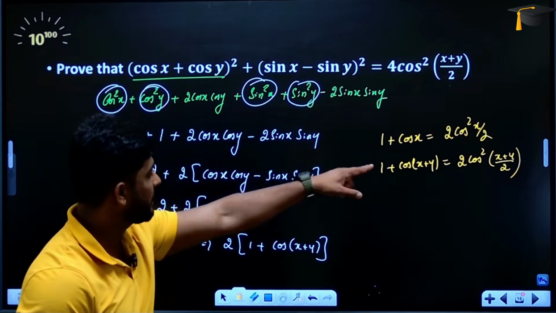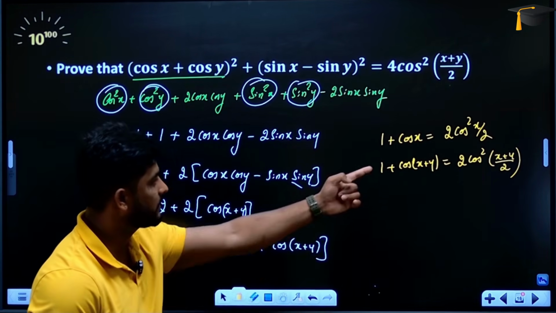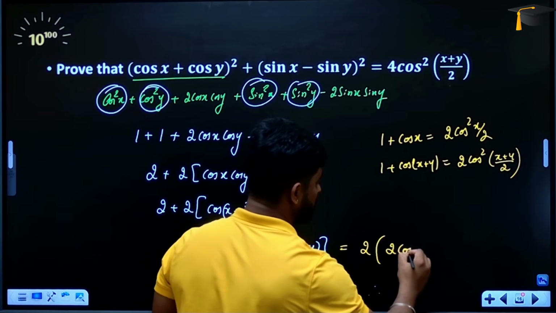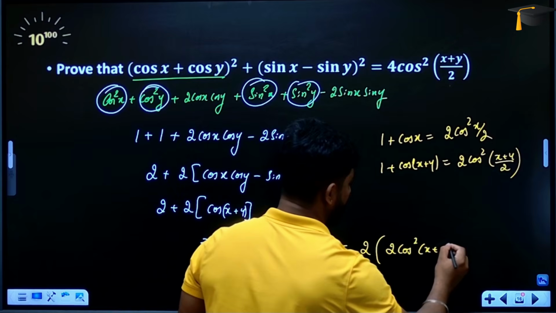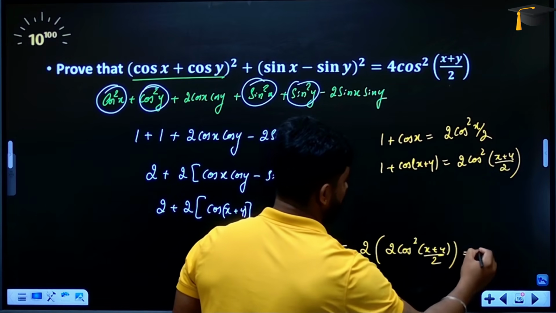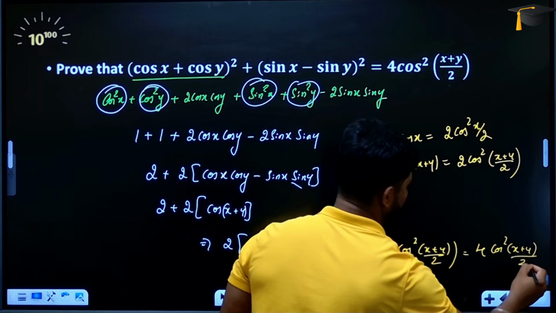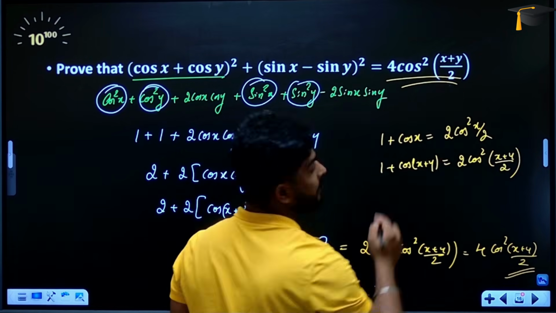Okay. Now the same thing I will substitute. 1 plus cos of x plus y is nothing but 2 into 2 cos square of x plus y by 2. So 2 into 2 is 4. So 4 cos square of x plus y by 2. So this is the final answer. Correct? Same answer.